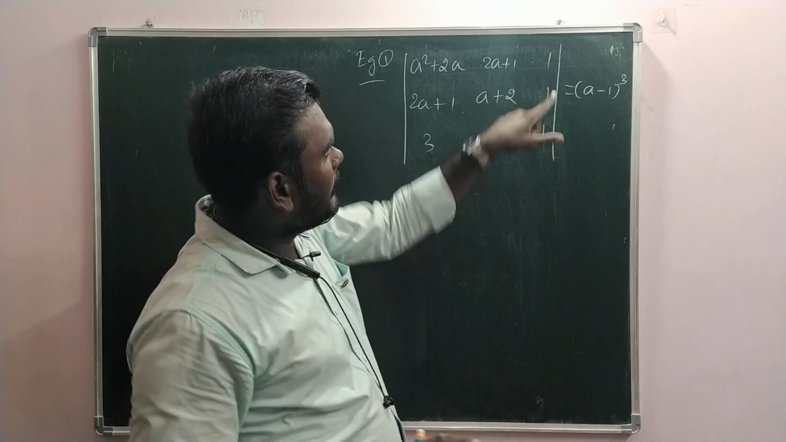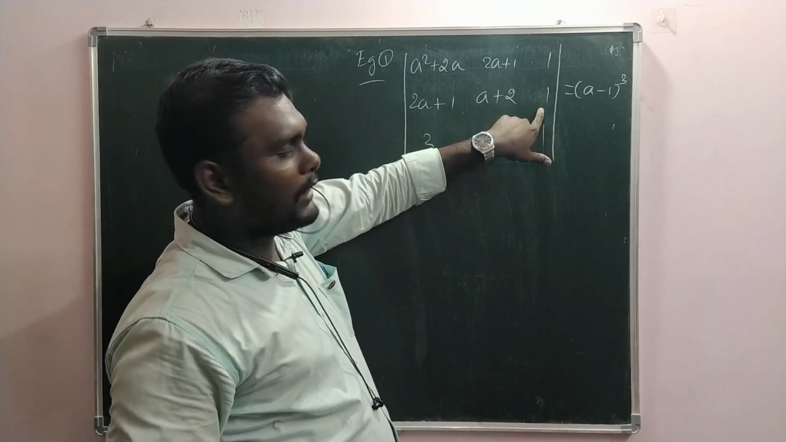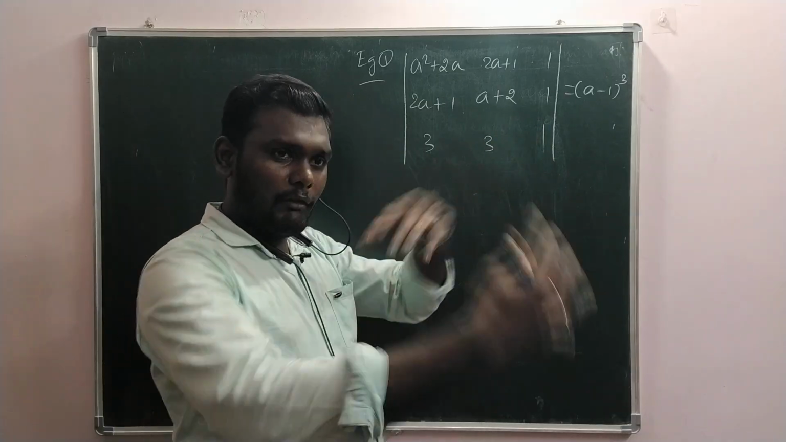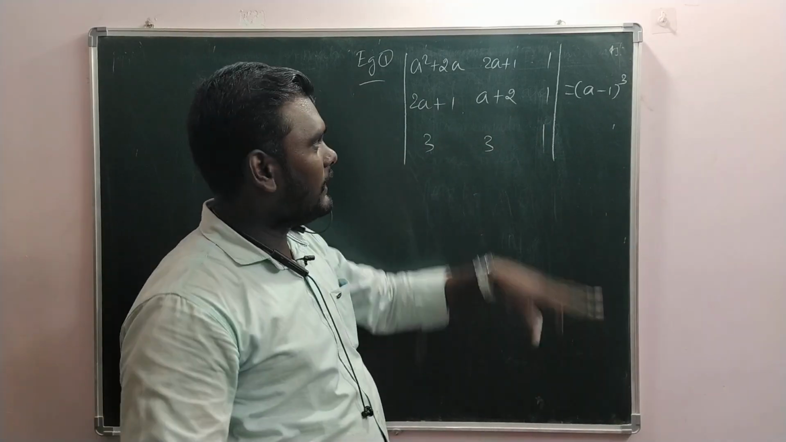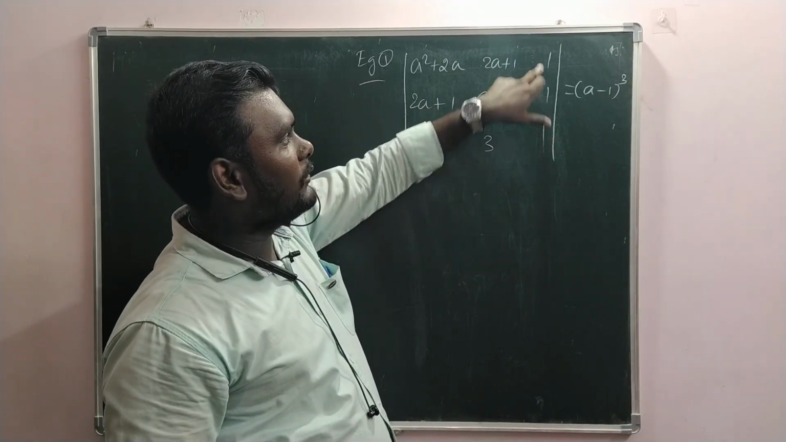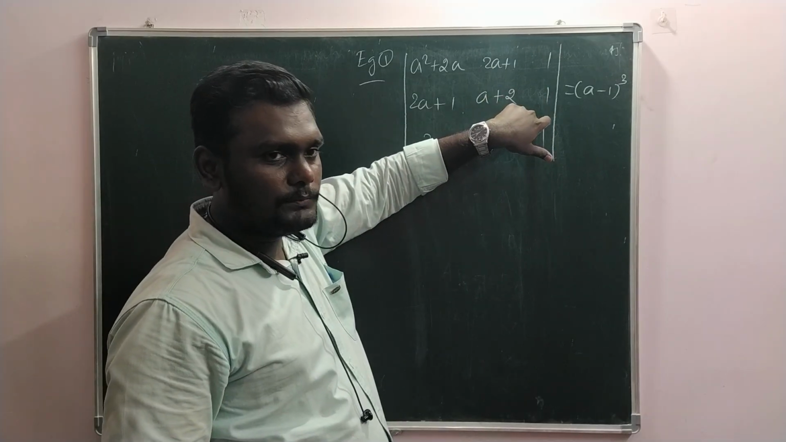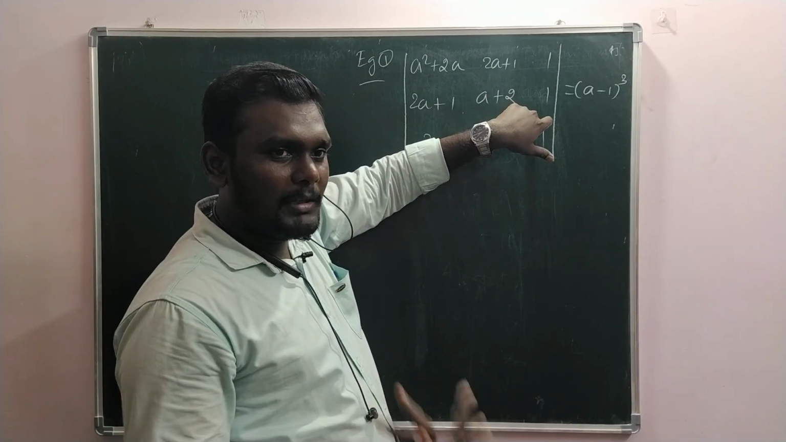Like in this, these two elements are 1 and 1. So after checking all those things, we must arrive at this condition, where 1 and 1 is there. These two numbers can be subtracted, we can make 0. So the determinant can be easy.